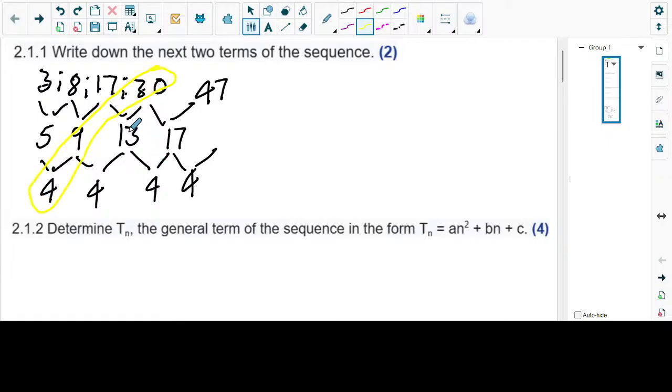I'm sure you're going to say, oh no, it's 30 plus 13, because the last one that we got is 13 as well. So when you go from 30, you go to 30 plus 4. So it's 30, 13, and 4. If you add those things, they're going to give you the next term, which is 47.